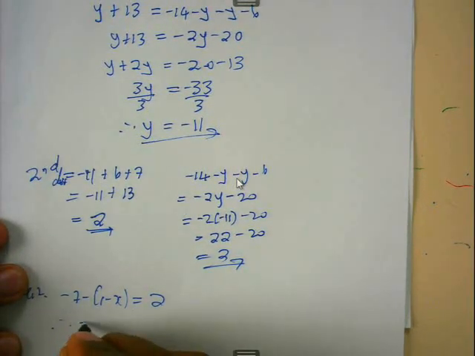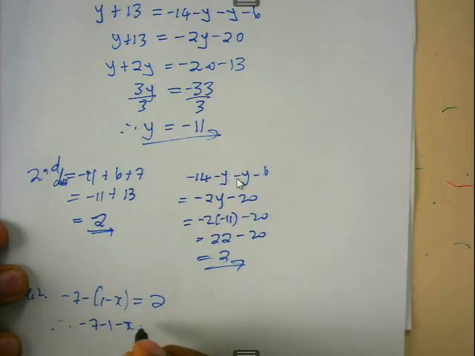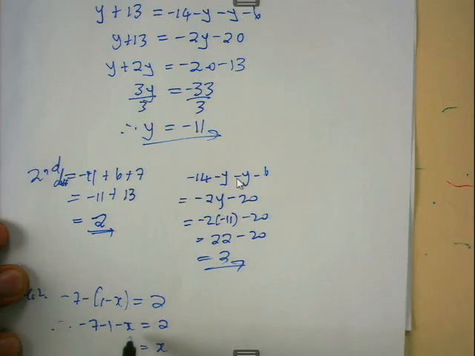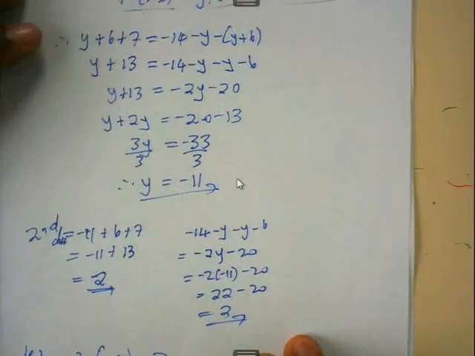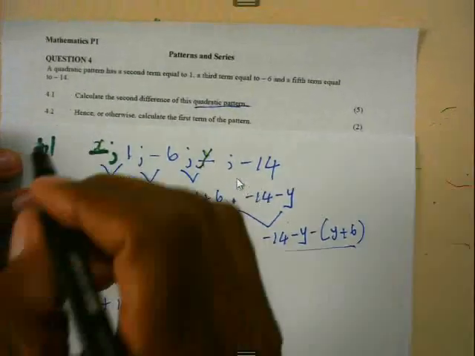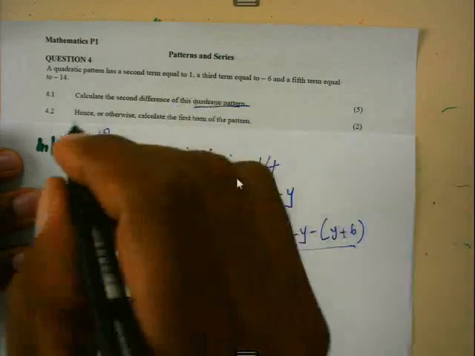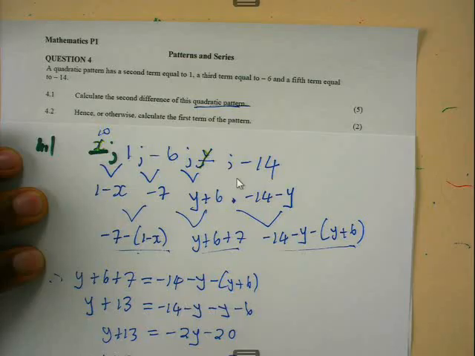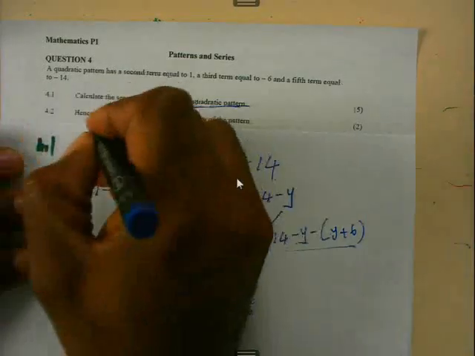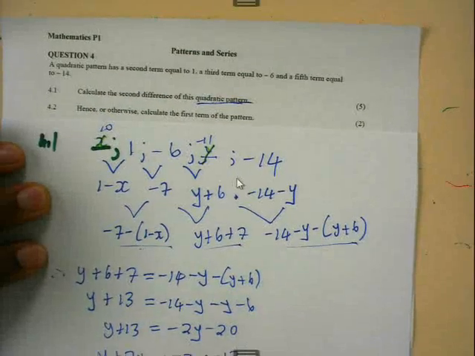Therefore, we simplify to have minus 7 minus 1 minus x is equal to 2. Therefore x is equal to, here we have minus 7 minus 1, which is minus 8. Now we subtract 2 from it. Therefore, x is equal to 10. Then you can see the value of x here will be 10, and the next value will be minus 10, and the value of this one here will also be minus 11.